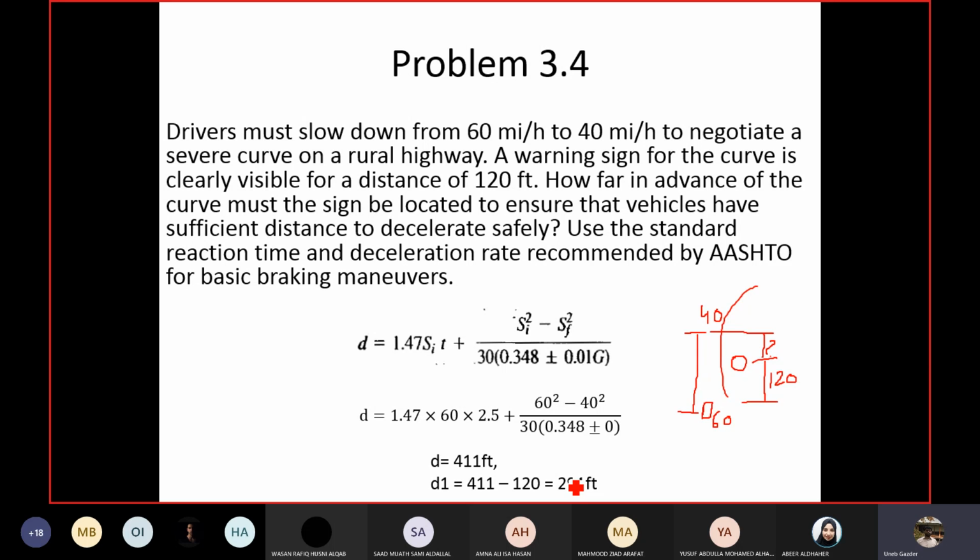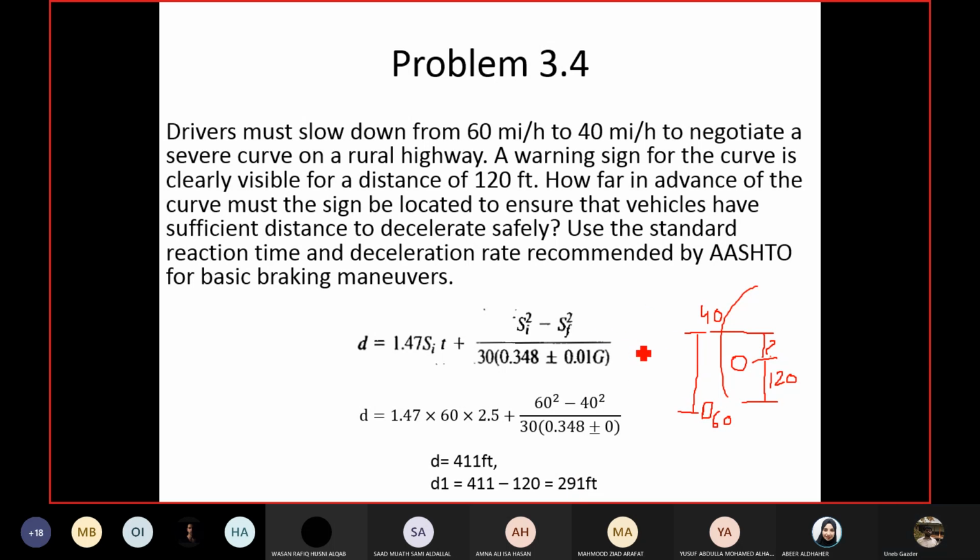So the sign should be 290 feet in front of the curve so that the driver can slow down safely. When he enters the curve, if the sign is placed 291 feet before the curve, you are giving enough time for the driver to go from 60 to 40 miles per hour when he enters the curve.